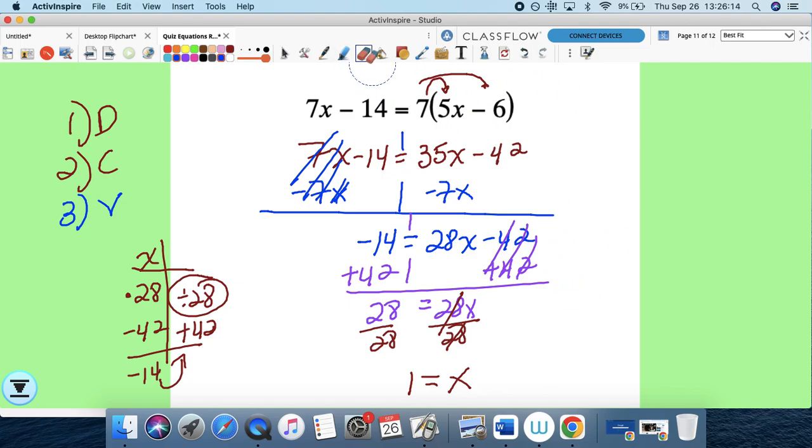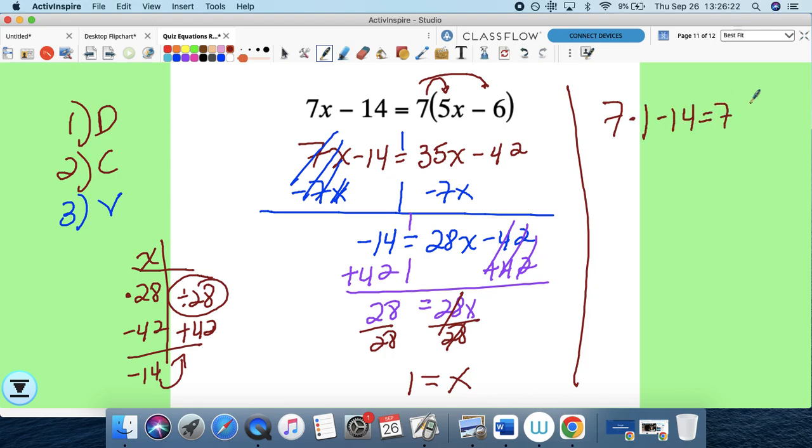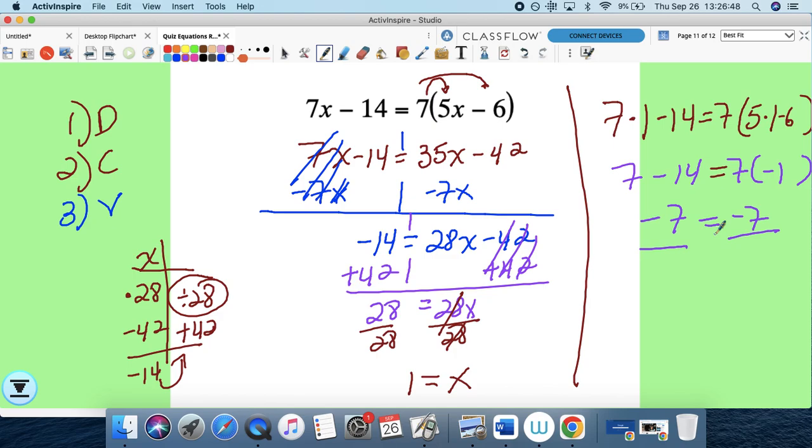That's beautiful because x equals 1 makes life so much easier. So 7 times 1 minus 14 on the left side. On the right side, 7 parentheses 5 times 1 minus 6. Are they equal to each other? Hopefully. Let's do the left side. 7 times 1 is 7 minus 14. I get negative 7. On the right side, 7 times parentheses, what is that? 5 times 1 is 5, minus 1, minus 6 is negative 1. And 7 times negative 1 is negative 7. So the left side does equal the right side. And that's it. Okay, that's your little review.